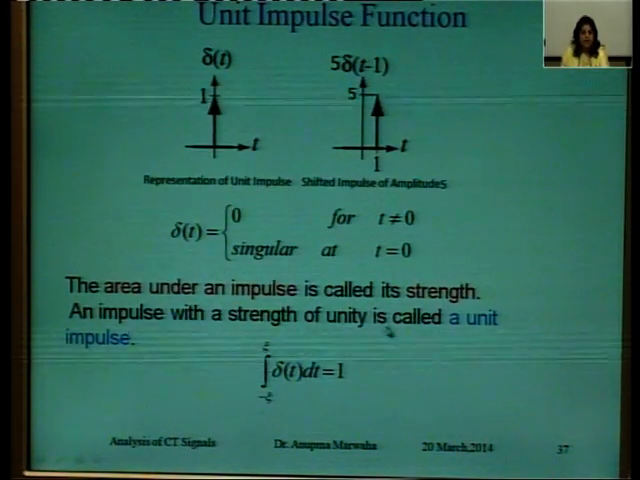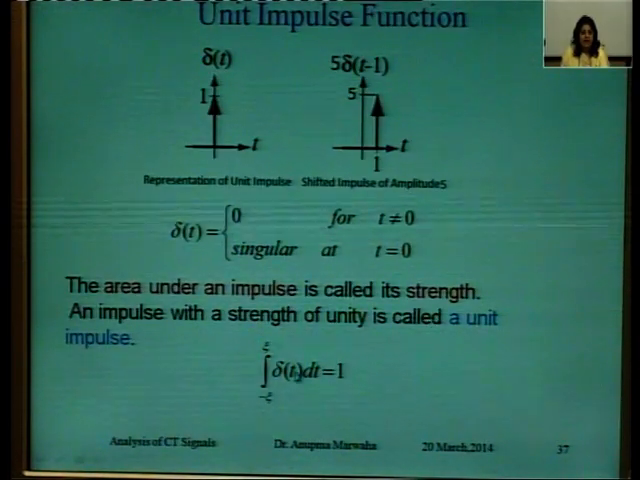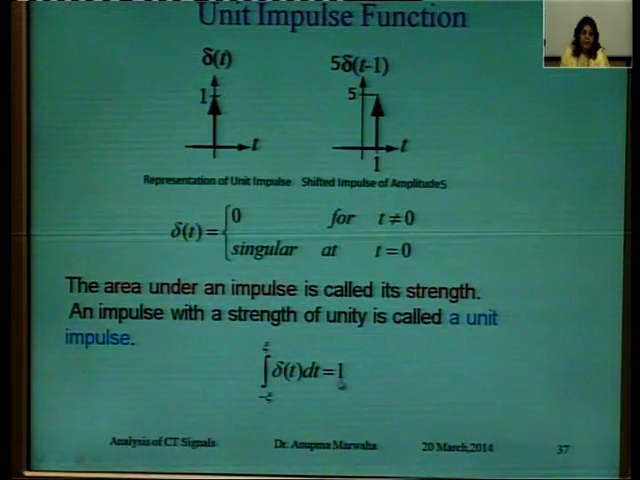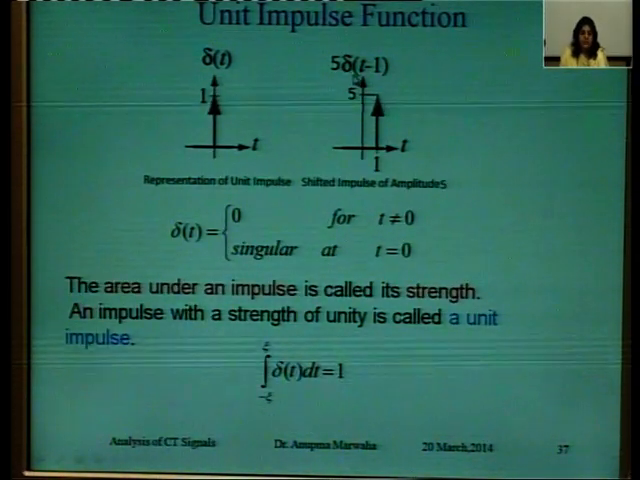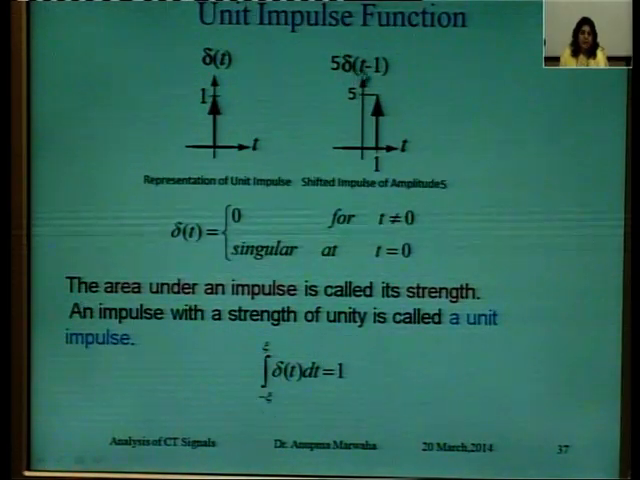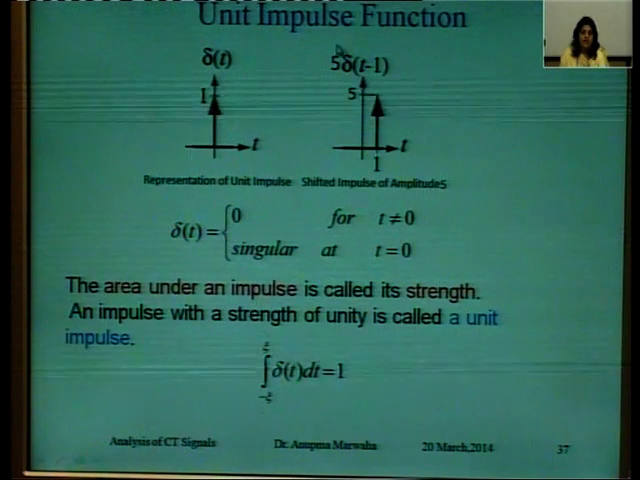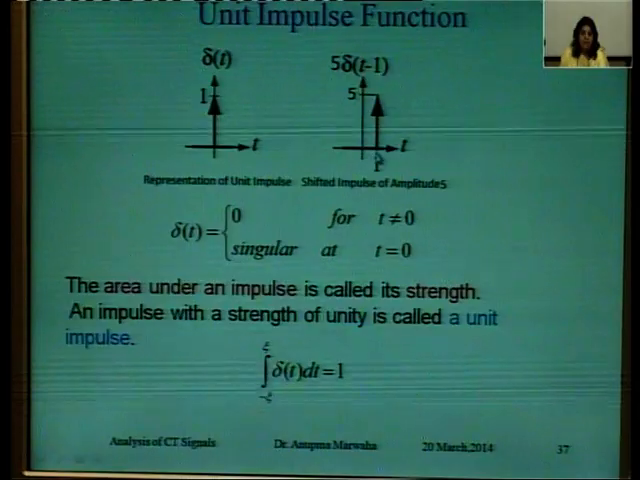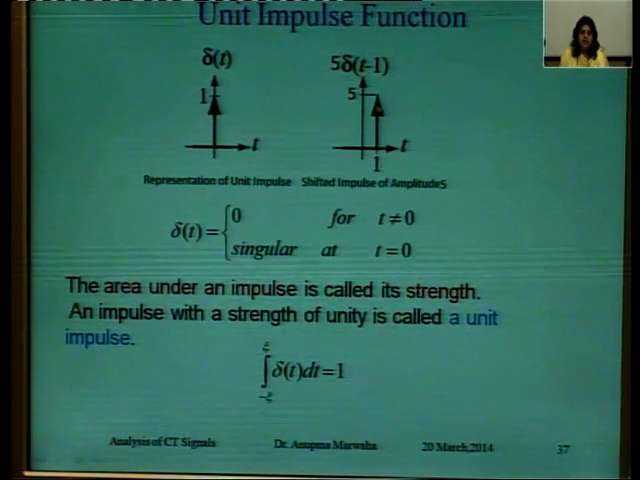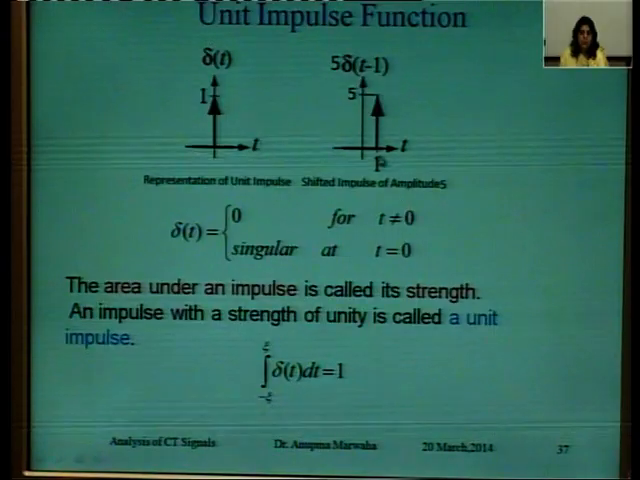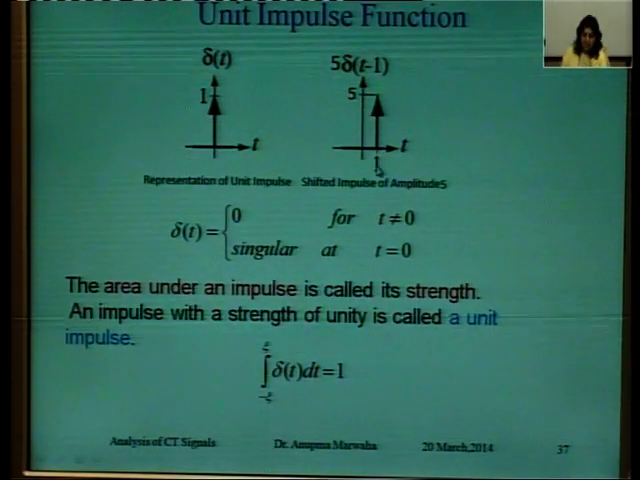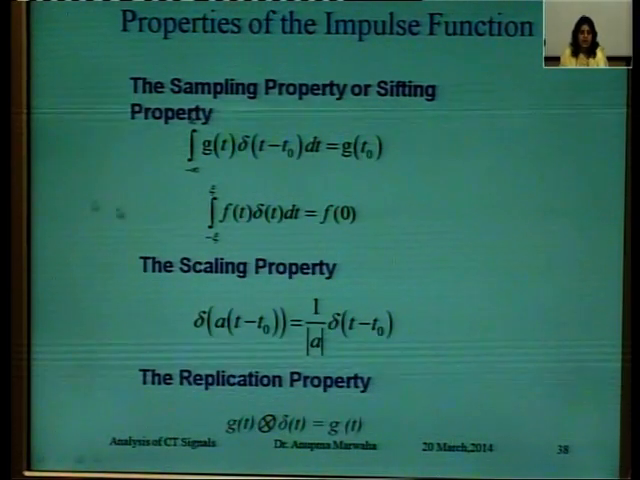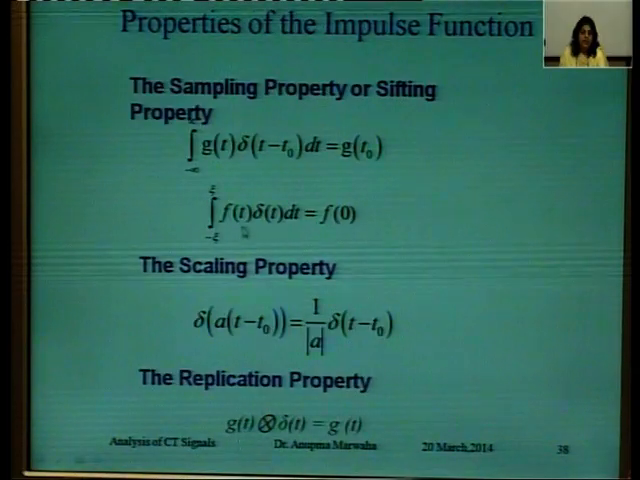So, a unit impulse function has unity strength, that is, the integral of delta t dt from minus infinity to infinity is equal to 1. An example of another impulse function is 5 delta t minus 1. This is an impulse function of strength 5 and it is delayed by 1 unit on the time scale. So, it is delta t minus 1. We will have an impulse existing at t equal to 1 and at all other values of t, its value will be 0.